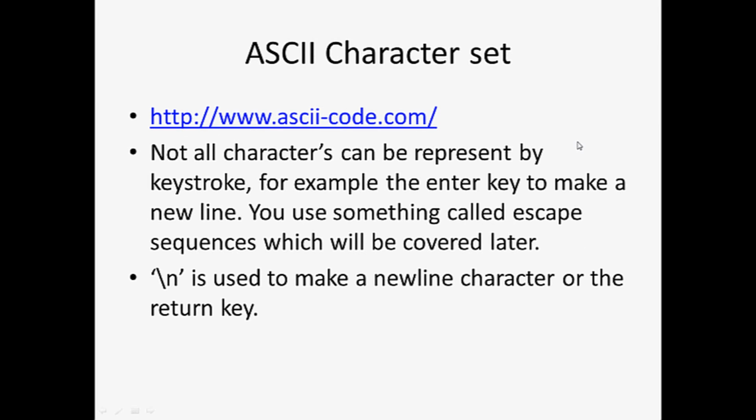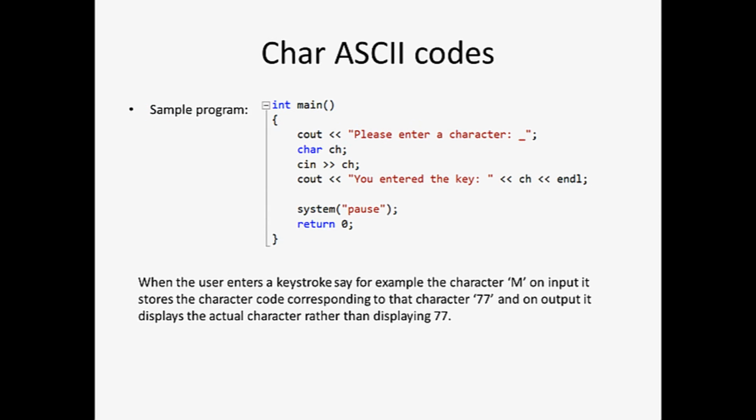Not all characters can be represented by a keystroke, for example the enter key to make a new line. You must use something called escape sequences, which I will cover later. If we look here, we have \n. This is used to make a new line character, or the return key. Also on ASCIIcode.com, you can look at different bases for numbers like octal, hexadecimal, and so on.